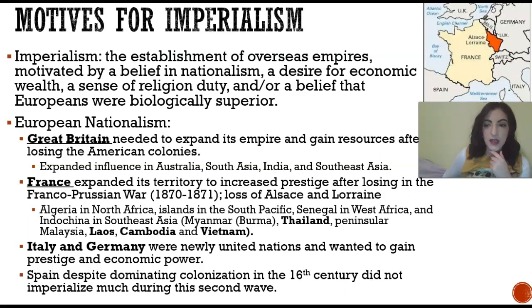So they are going to expand into Algeria in North Africa, into the islands in the South Pacific, Senegal in West Africa, Indochina in Southeast Asia, which is like Myanmar, Burma, Thailand, and Peninsular Malaysia, Laos, Cambodia, and Vietnam. So lots of territories, lots of small little islands clustered together. Italy and Germany were these newly united nations, and they wanted to gain prestige and economic power as well. So they wanted to prove that they were just as powerful or as wealthy or had enough military strength as these other bigger, larger industrialized countries as well.